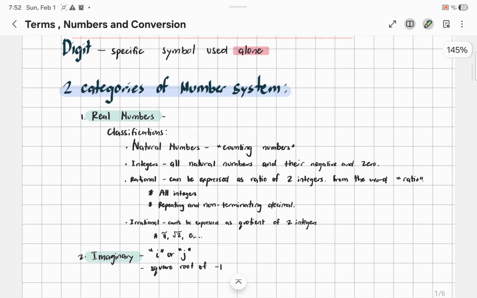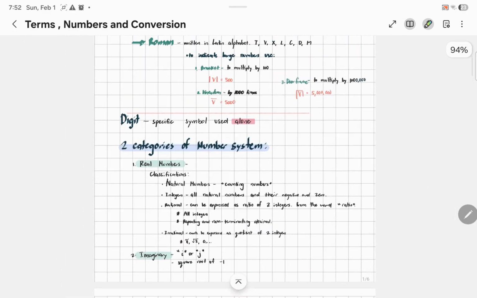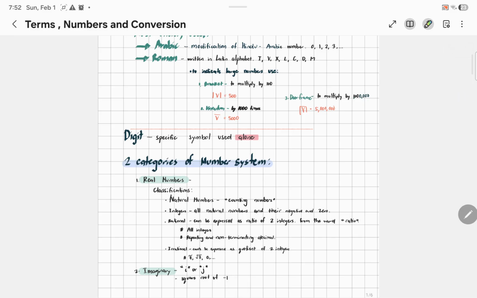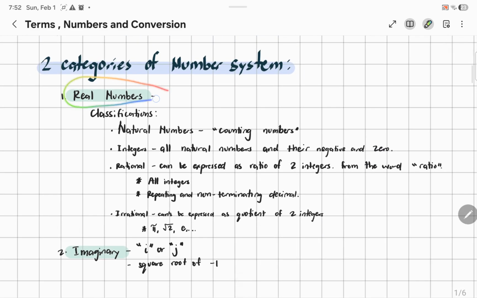There are two categories of the number system: the real numbers and the imaginary numbers. When we say real numbers, these are the classifications of a real number. So we have natural numbers. These are the counting numbers. When we say counting numbers, obviously if you count an object, you don't start with 0 or with a negative number. You start with 1, you start with 2, you start with 3. So these are the natural numbers.